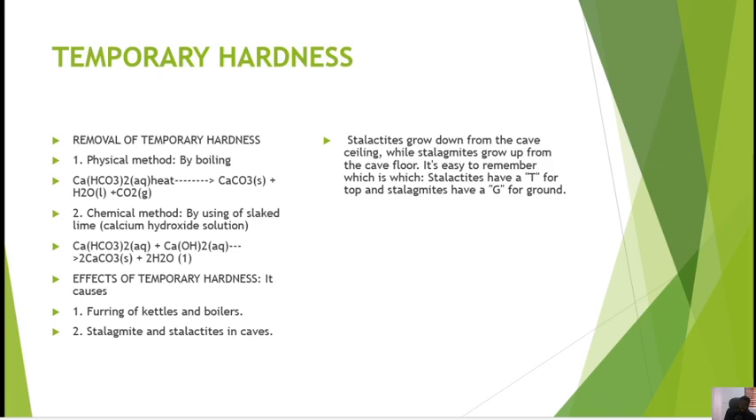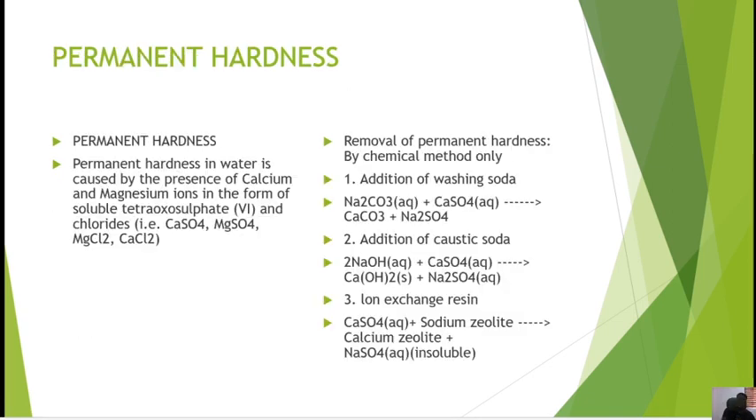How do we remove this permanent hardness? The first method is by using washing soda. Washing soda is sodium trioxocarbonate(IV), and when it reacts with calcium sulfate, it tends to precipitate the calcium from it. Remember, the emphasis is the calcium ion and the magnesium ion. Once the calcium ion becomes insoluble, automatically it removes the hardness. As you can see in this reaction, when sodium carbonate reacts with calcium sulfate, there is a double decomposition, and calcium carbonate will now leave the solution because calcium carbonate is insoluble.